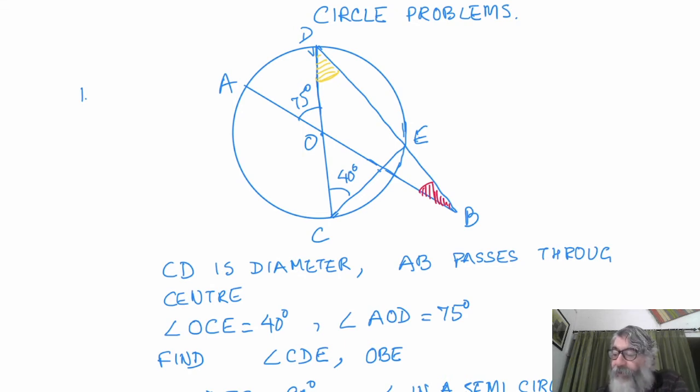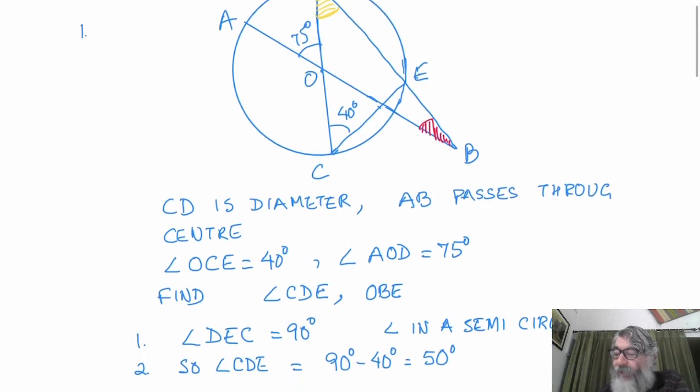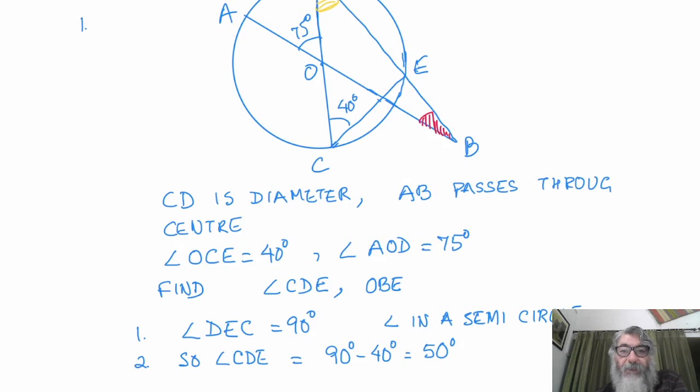I have got two angles of the triangle DEC. One is 40, one is 90, and I have to calculate the third one, that is CDE. So angle CDE will be 180 minus (90 plus 40). Generally, when one of the angles is 90, 90 is gone, so from 90 you subtract 40. 90 minus 40 is 50 degrees. We have got angle CDE.